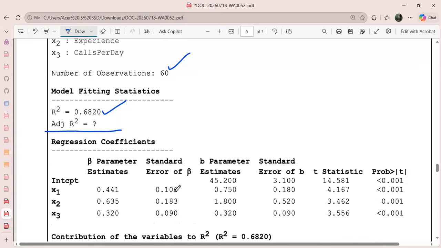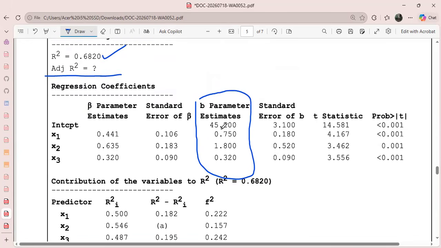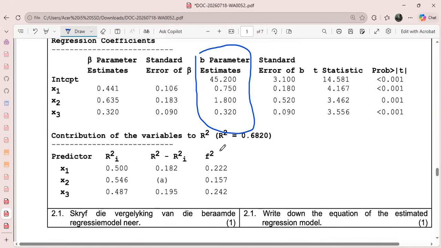You need those. Now, another thing: for you to get the multiple regression equation, you need the small letter b parameter estimates. The first number here is your b0. So let's look at the equation, because I believe they ask you to write down the equation of the estimated regression model. How do you get it? Y hat is equal to 45.200 plus 0.750 x1 plus 1.800 x2 plus 0.30 x3. That will be your estimated regression model.